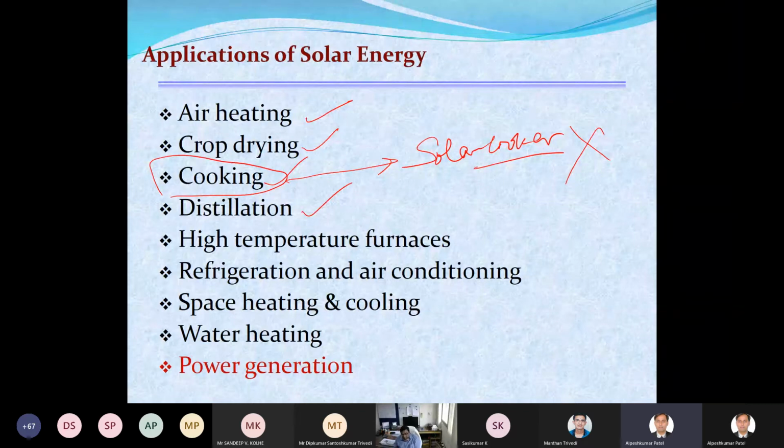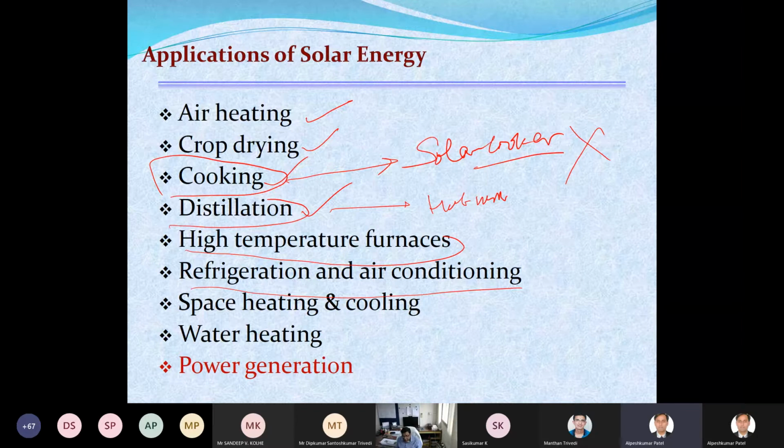People are thinking about distillation nowadays, but still we are consuming electricity. Of course, up to a certain extent in India, the hot water systems are working well, but still we believe that we should put in the geyser, which is electrical geyser based. So these are the things. High temperature furnaces are there. Air conditioning we can use in a different cycle. Space heating and cooling, of course, water heating. That is what I'm talking about. We are doing well here, but in other cases we are not utilizing it.